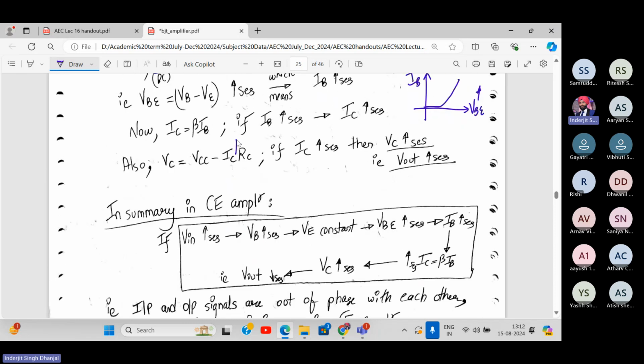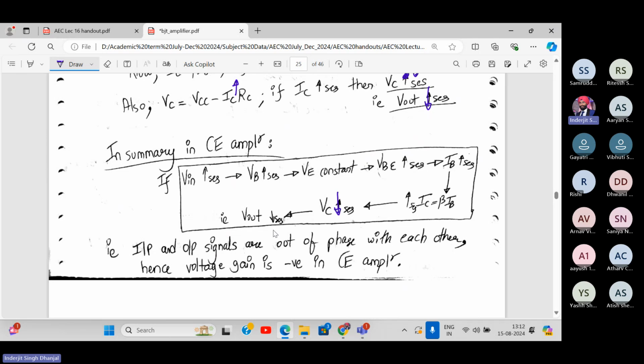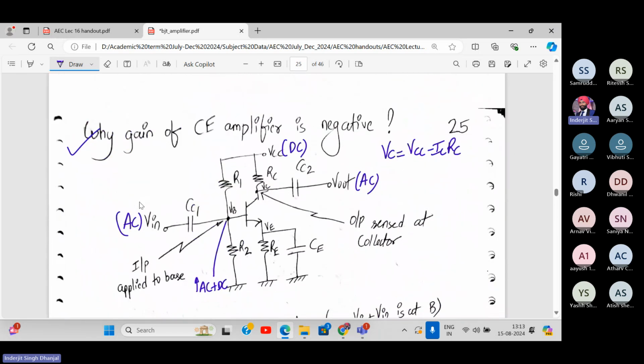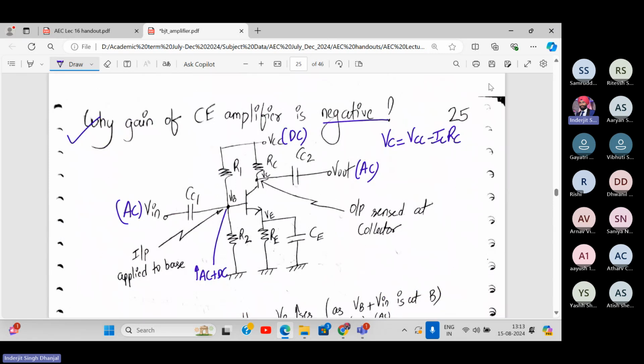So here IC is increasing. So what happens to VC? VC will reduce. Here it is written incorrectly, it's reduce. So output will reduce. Got it? So if input is increasing, output is reducing. Therefore we say it's out of phase with each other. Like this, if this is my input, this will be my output. So this is Vout, this is Vin. That's why if my input is increasing, my output is decreasing. And they are out of phase by 180 degrees, and that's why the gain is negative.